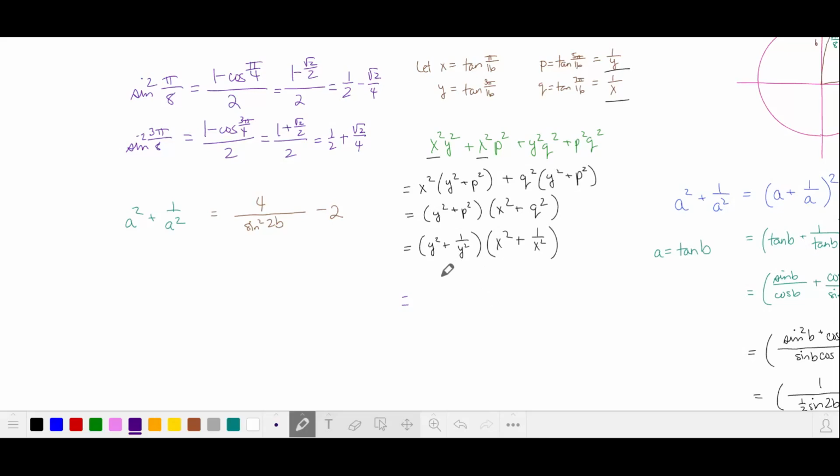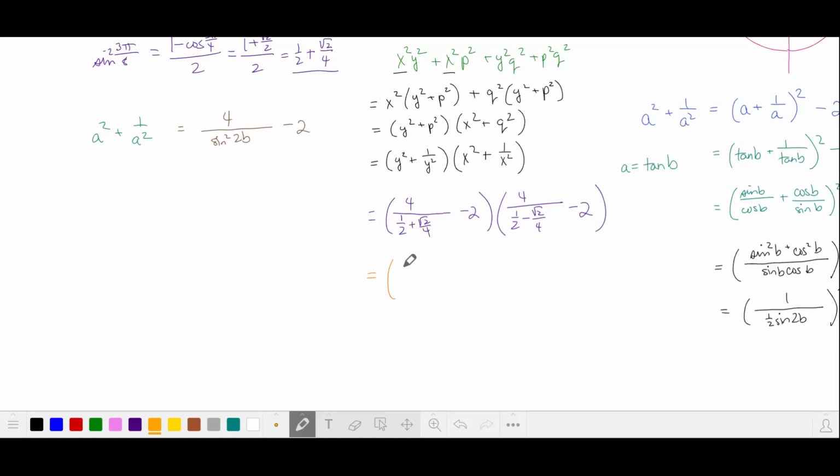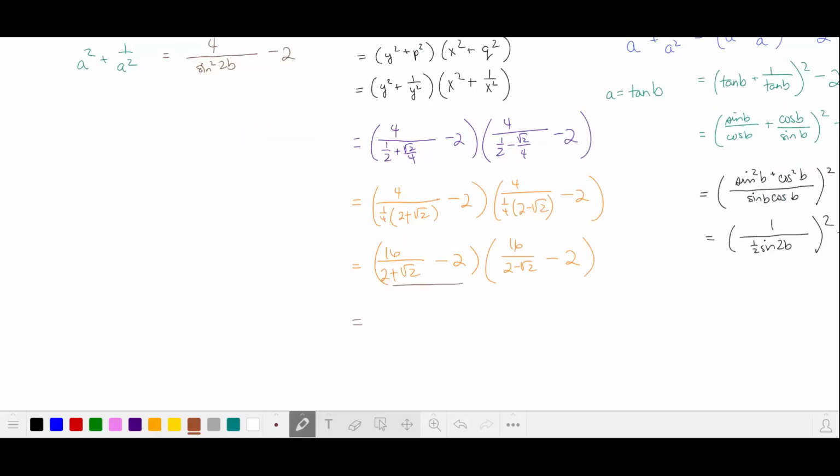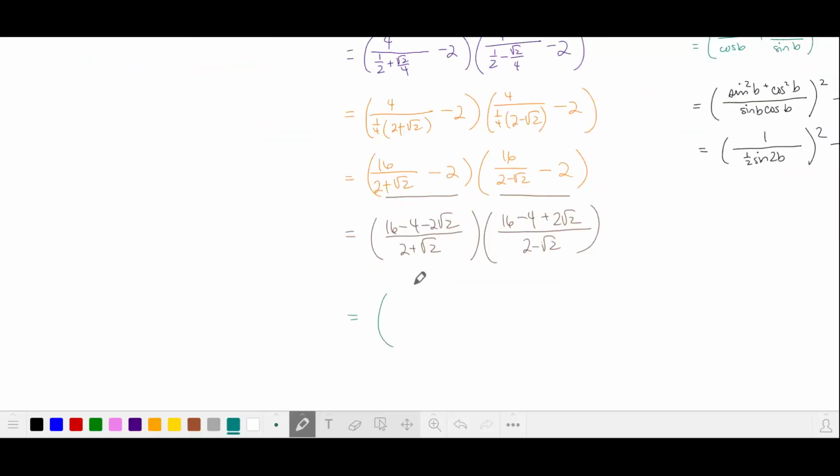Okay, we'll substitute for our first factor. We have a fraction with 4 in the numerator, sine squared of 2b, where our angle here for y is 3 pi over 16. We'll use this one, subtract 2, and now for our second factor. Let's clean up these fractions, and we'll add each of these pairs of terms and clean up the numerator.